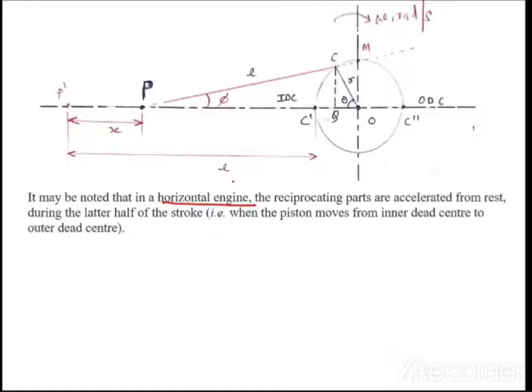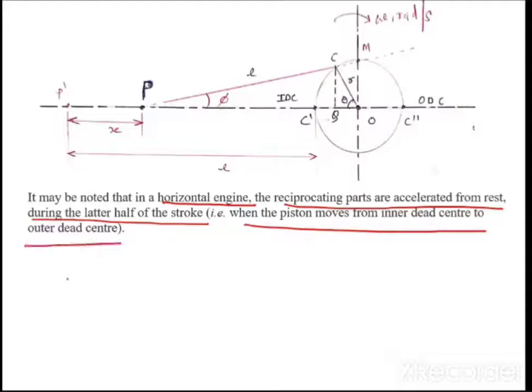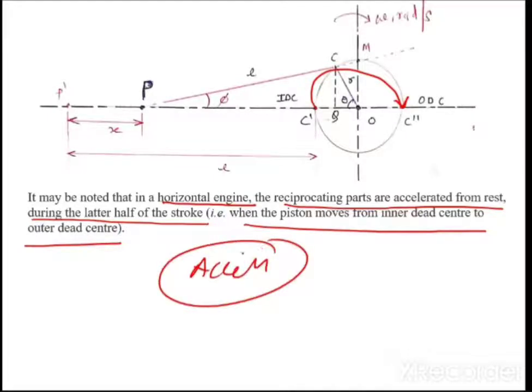Vertical engine I will explain you later on. So reciprocating parts are accelerated from the rest during the latter half of the stroke. Latter half of the stroke means what? When the piston moves from the inner dead center to the outer dead center. When the piston is moving from IDC to ODC, the reciprocating parts are accelerated. You have to remember this.